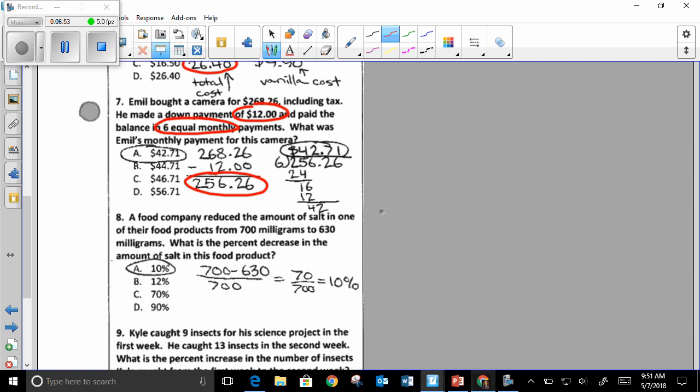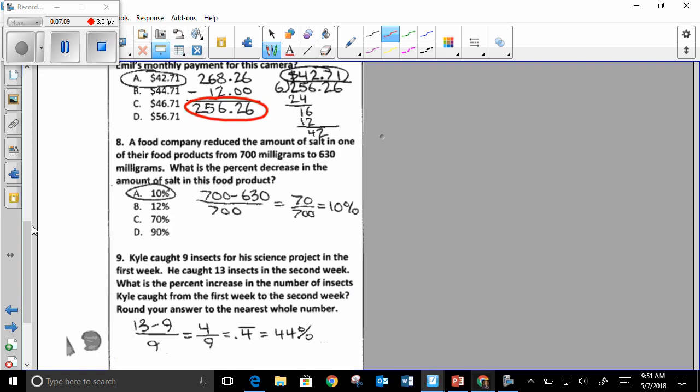Now, he is going to divide it up into 6 equal payments. So you're just going to take the total and divide it by 6. So each month, you're going to pay $42.71.